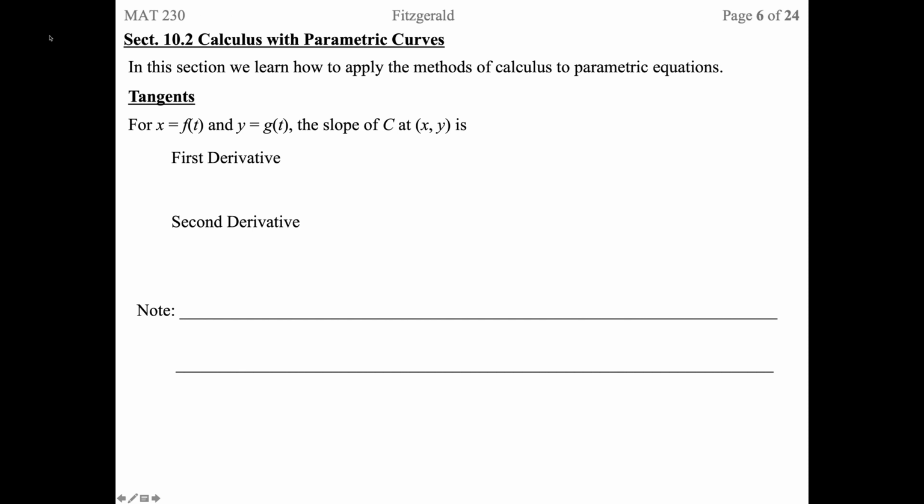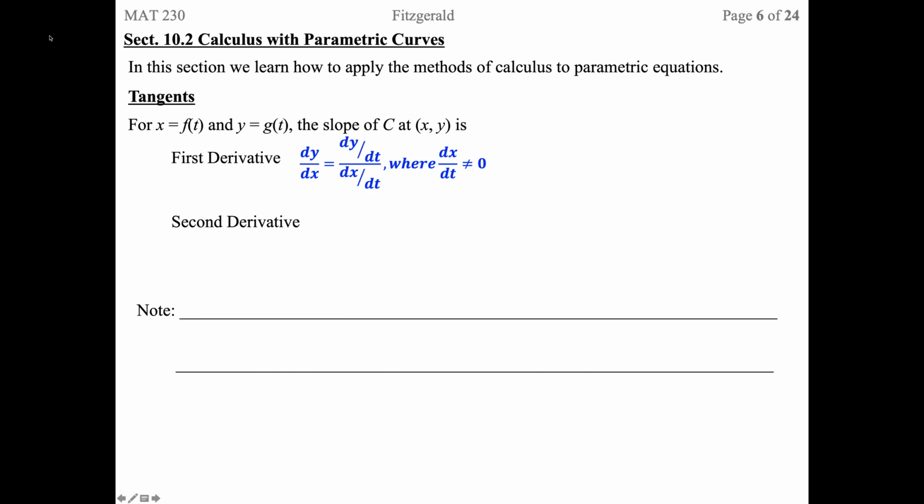Section 10.2, we're going to start looking at the calculus with our parametric curves. So the first thing we want to do is touch on tangents. Again, we have x defined as f of t, y defined as g of t. Traditionally, f goes with x, g goes with y. The slope of c at (x, y) is, as usual, our first derivative.